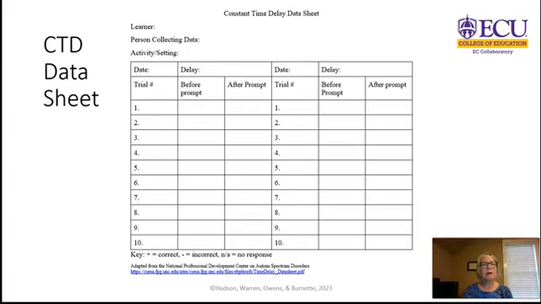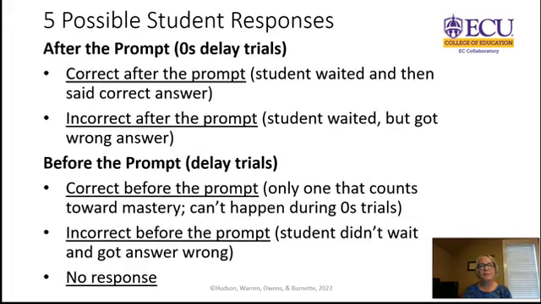Here's an example of what a constant time delay data sheet can look like. I'm going to go to the next slide and show you and tell you all the different types of student responses there are. But you can see in this key that there is a correct response, an incorrect response, and a no response. And also notice that there are columns for before the prompt and after the prompt. That becomes very important.